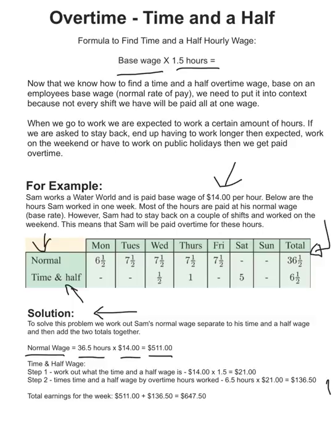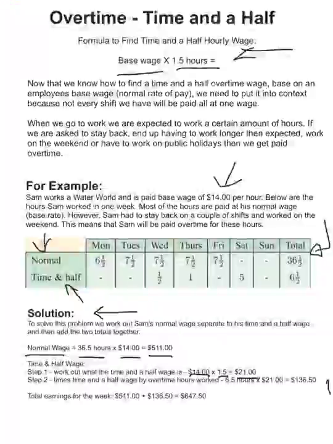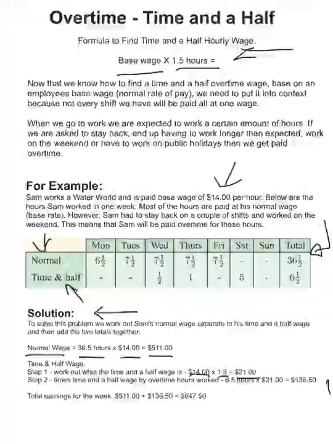We work out Sam's time and a half wage by using the formula that we were using in the other video. So we need to have a look at the top of the page up here, where we've got my base wage formula. So Sam's base wage is $14 and we need to times that by 1.5. So if we have a look here, I've got $14, I've timesed it by 1.5, and that's given me $21. So we now know that when Sam works overtime and he's going to get paid time and a half, he's actually getting paid $21 per hour.